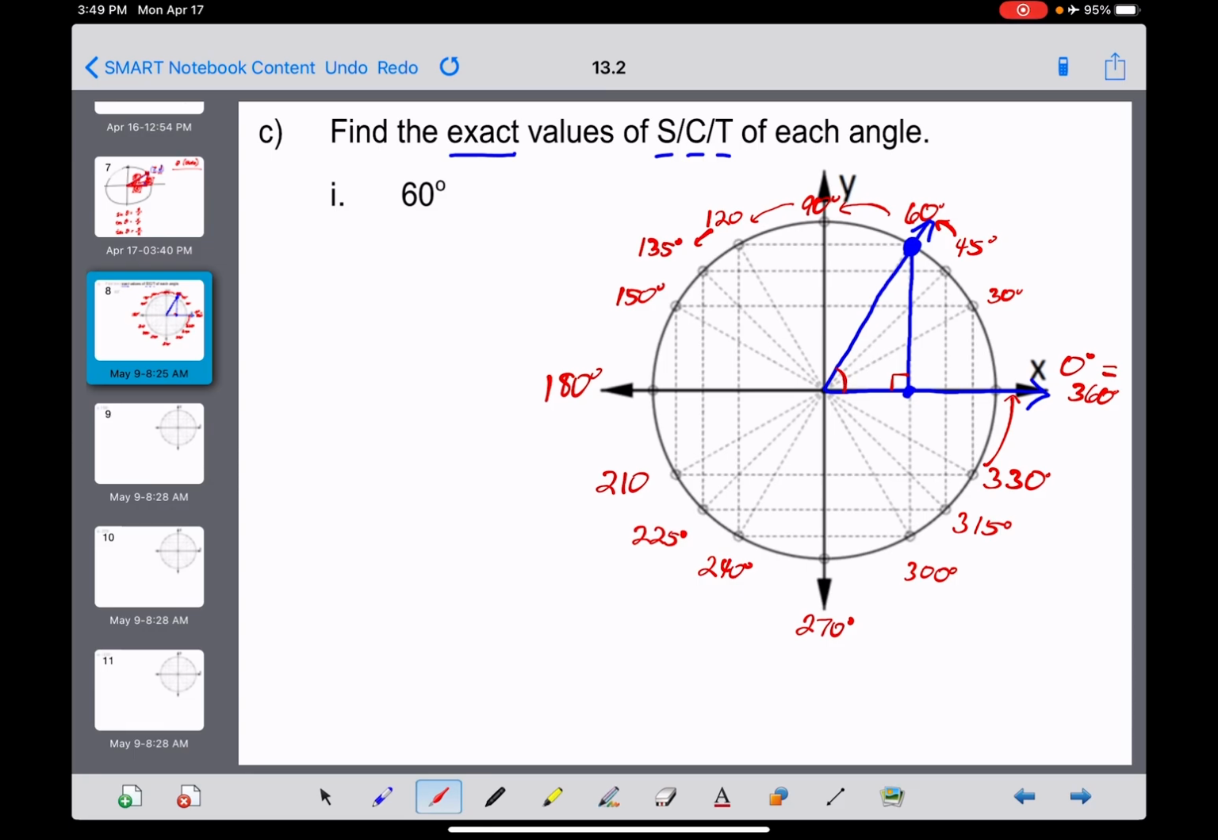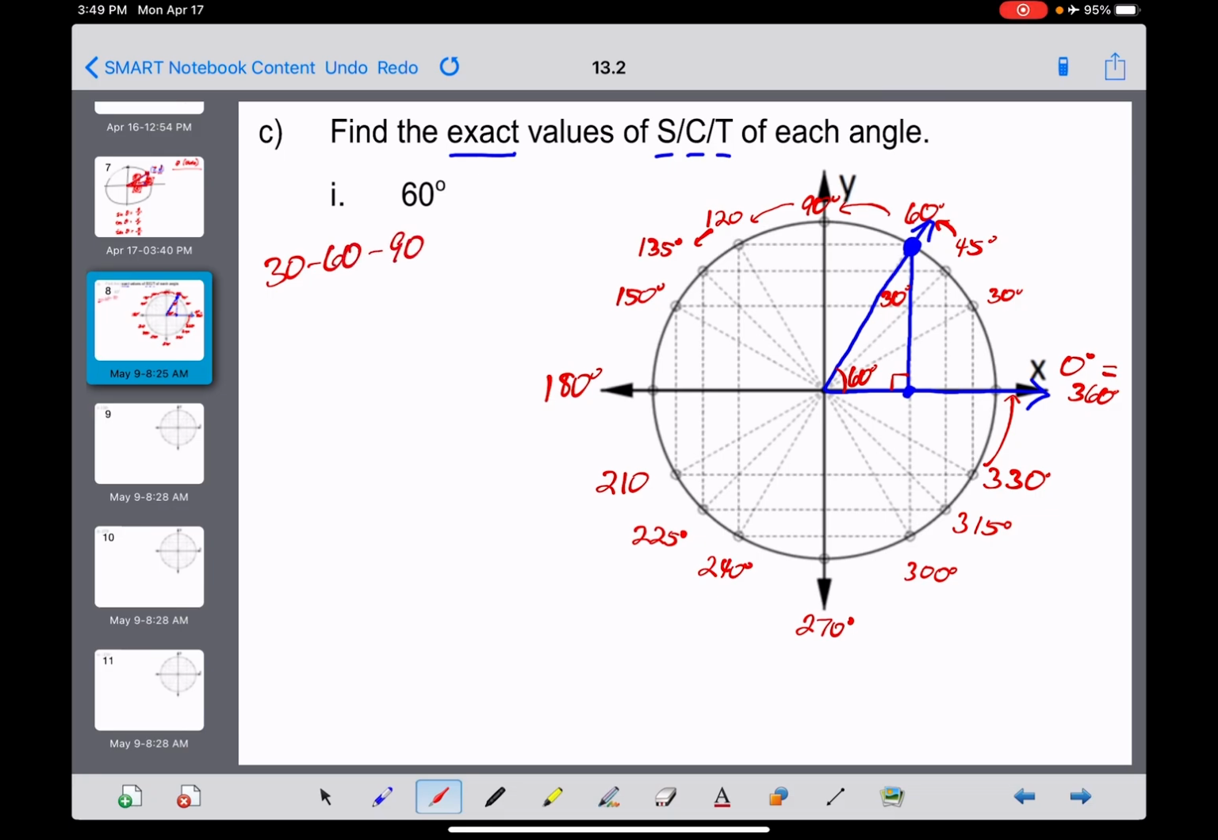This angle right here is 60 degrees. Which means we're dealing with a triangle with a 60-degree angle and a 90-degree angle, which means this up here must be a 30-degree angle. We are dealing with a 30, 60, 90 right triangle here, guys, in the first quadrant.